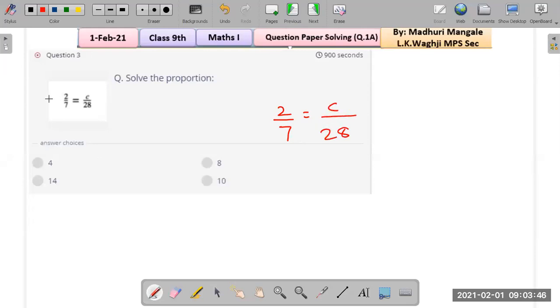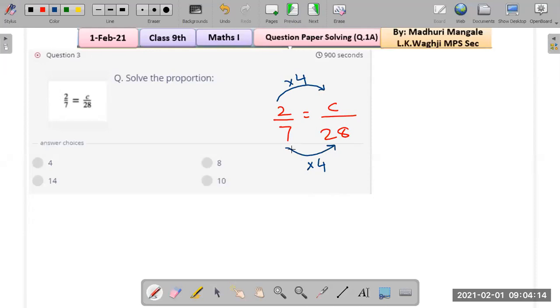These are very simple questions. Just try to understand the logic. 7 multiplied by what will give you 28? So yes, multiplied by 4 and you will get 28, right? So same thing, you need to perform this same operation on the top. 2 times 4 will give you C. Isn't that easy? So write it down on your papers. What is the answer? 2 times 4 will give you the answer C.